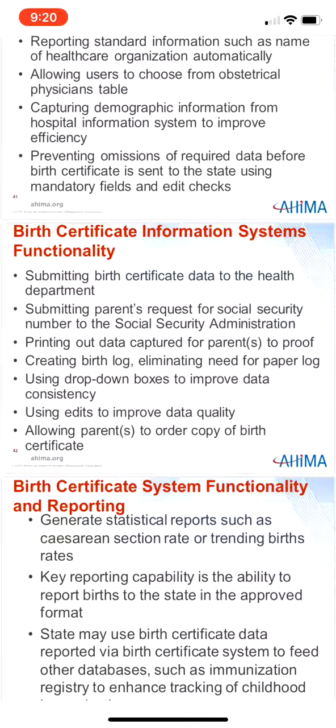The birth certificate systems used may be developed and provided to the healthcare facilities by the state or may be purchased from a vendor. State facility information systems are designed to focus on capturing and reporting birth certificate data. The birth certificate system may also generate statistical reports, such as cesarean section rate for trending birth rates. The key reporting capability, however, is the ability to report the births to the state in the approved format. The state may use the birth certificate's data reported via the birth certificate system to feed other databases, such as immunization registries, to enhance tracking of childhood immunizations.